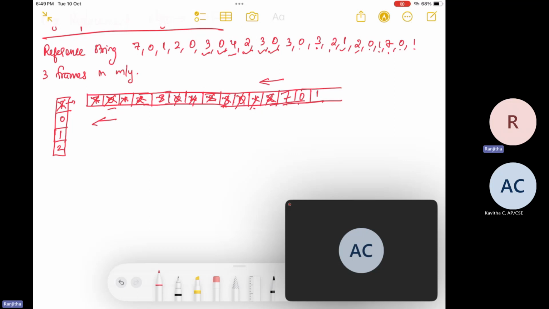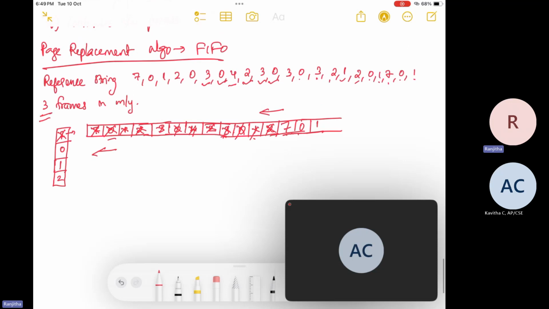But one interesting fact with FIFO is that it suffers from something called Belady's anomaly. That is, when we normally think, we assume that as the number of frames increases in the memory, the page fault rate will decrease. So, for example, here we are keeping 3 frames. If we make it 5, what will be the situation? Ideally, that's what we think, right? When we have more frames, the page faults should be fewer.